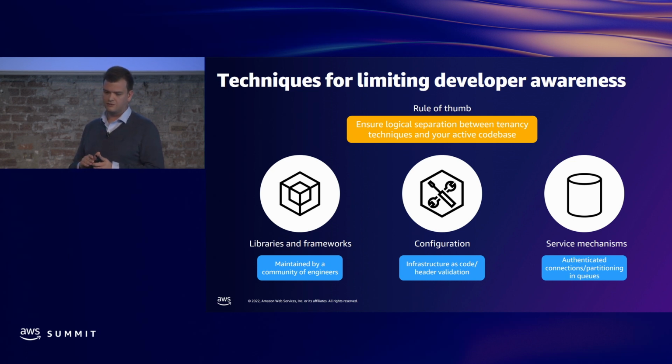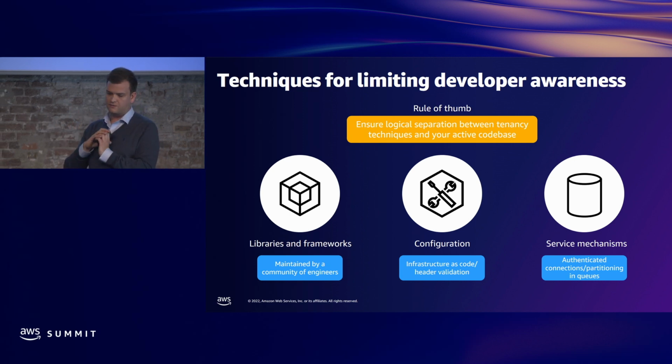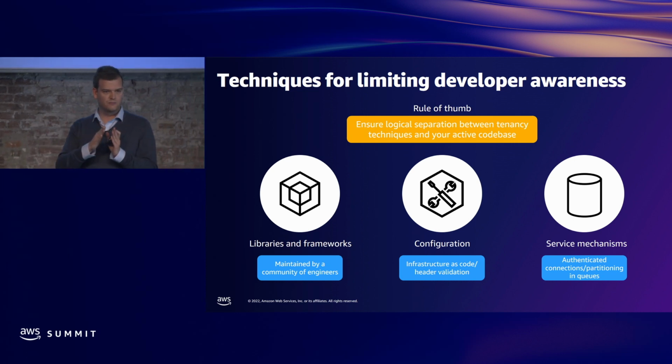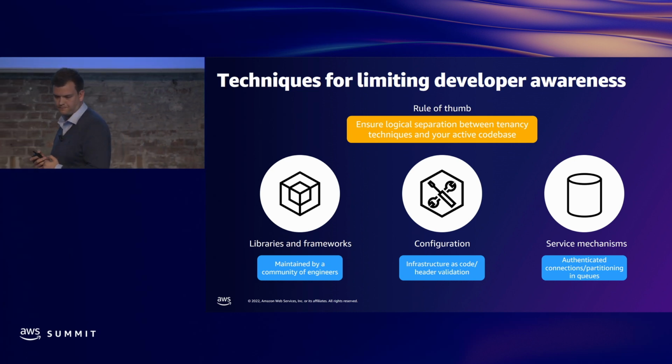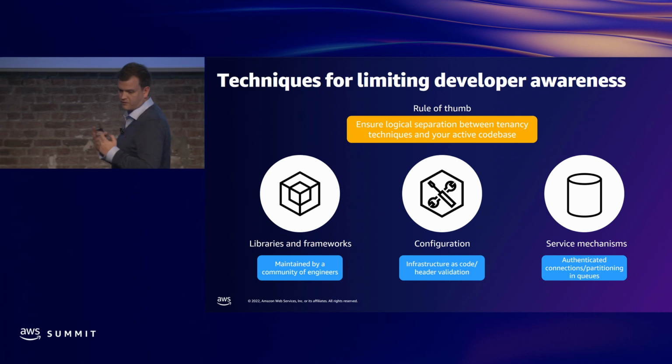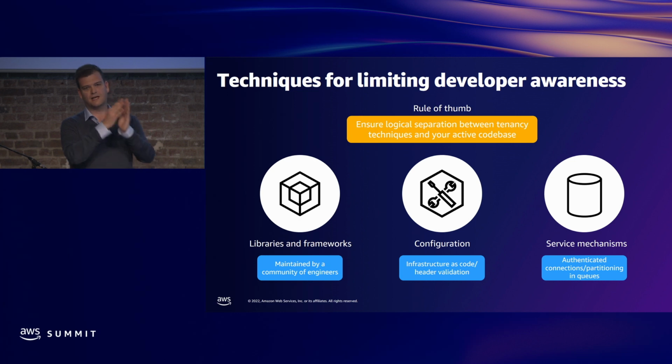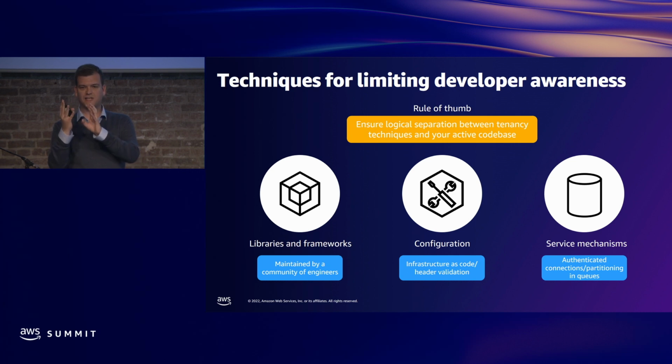And then finally, we build on top of service mechanisms. I already showed you the example where we use an authenticated MySQL connection to prevent cross-tenant access. But there are a lot more mechanisms that you can use. For example, you can configure queues and partition them per tenant. You can also use different tables in DynamoDB. The general rule of thumb for us is to ensure there's logical separation between your tenancy mechanism and your active code bases, so that no change in your active code base will change behavior in your tenancy mechanism.